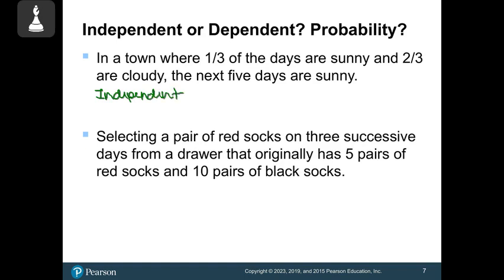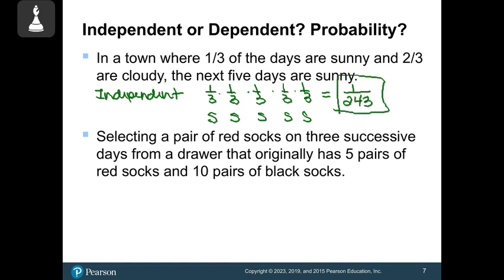situation. And what I want to have is sunny, sunny, sunny, sunny, and sunny. Every sunny day has a chance of 1/3 to occur. And then I will multiply those all together to get 1 out of 243 as the probability that we have sunny days for the next 5 days.